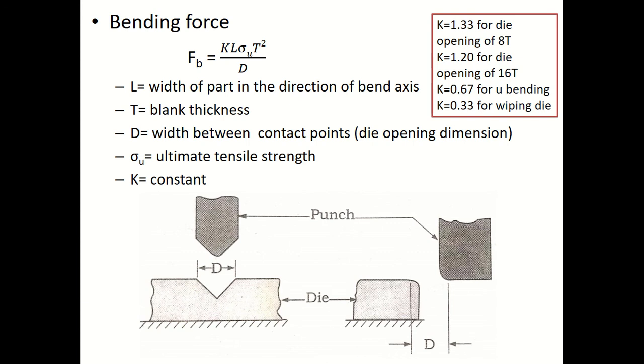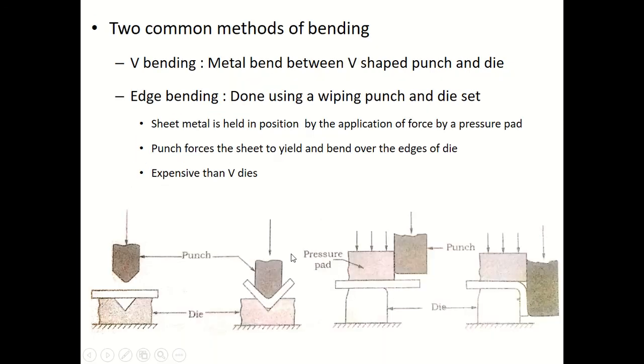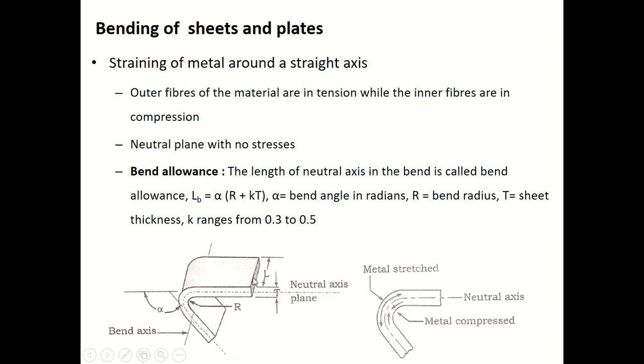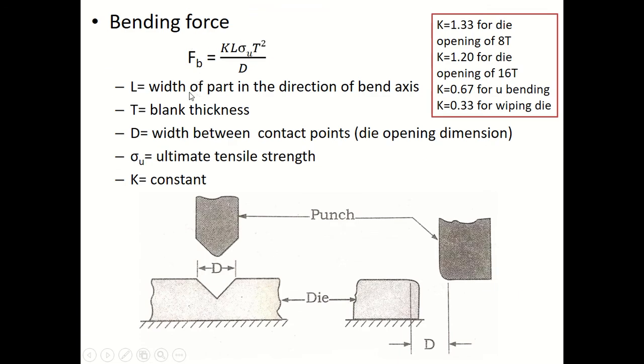If you look at this diagram, you can see this is the bend axis, so this is the L. L is the width of the part in the direction of the bend axis. T is the blank thickness. D is the width between the contact points. If you are making a V bending like this, this is contact point number 1 and this is contact point number 2. So the width between the contact points is D, also called the die opening dimension. And sigma_U is the ultimate tensile strength.